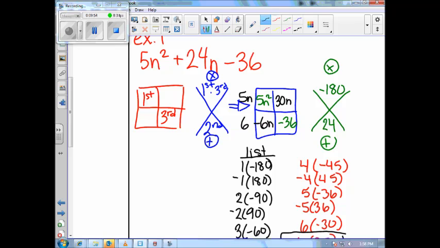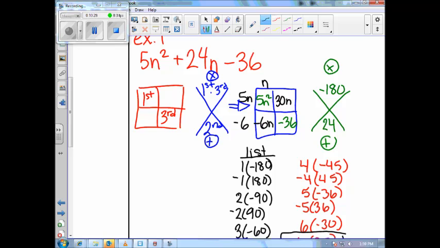Gabe, in this column, 5n squared and negative 6n, what do they have in common? They both have an n. And if you look at the numbers, 5 and negative 6, the greatest common factor would be 1. So you can write the 1, but you don't have to. But let's check the sign. 5n times n, is that positive 5n squared? Okay. 6 times n, is that negative 6n? No. So this is where we go and put the negative in.